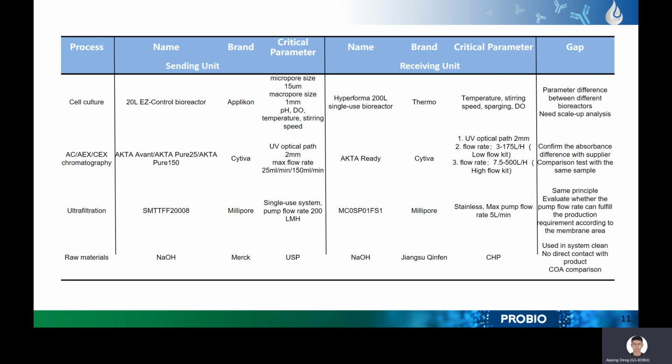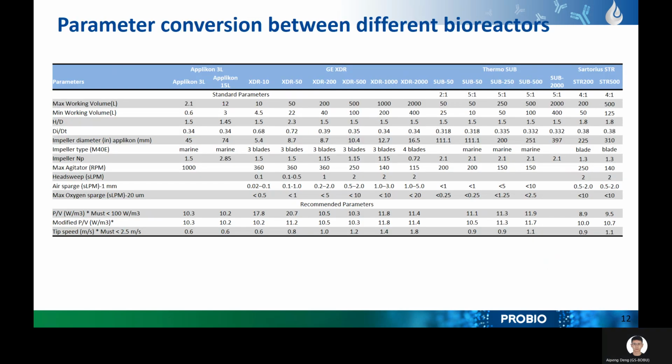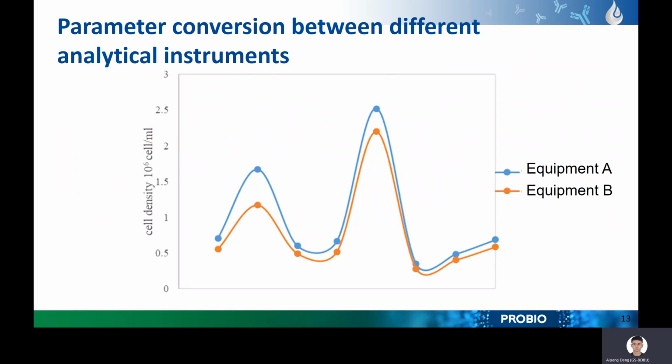When materials change in technology transfer, we should evaluate the function of the material and assess the risk level based on its use. In Probio, we take many steps to reduce these risks. For example, we compare parameters and build models for different bioreactors to make scale-up or bioreactor change successful. In cell culture, cell density is an important factor, and the cell count equipment may have great effects on cell density. To eliminate these effects, we compare the results of two cell count equipment and find the relationship between them.